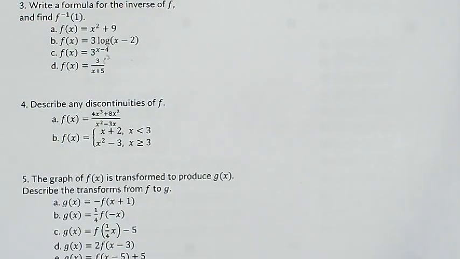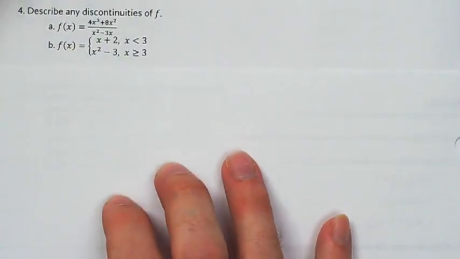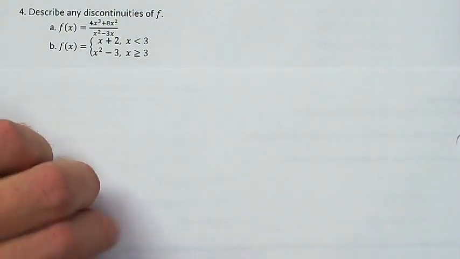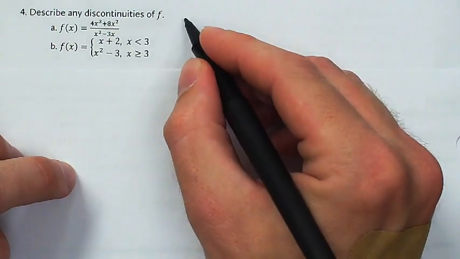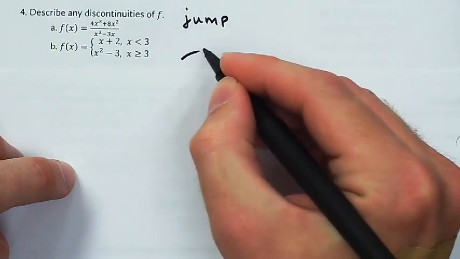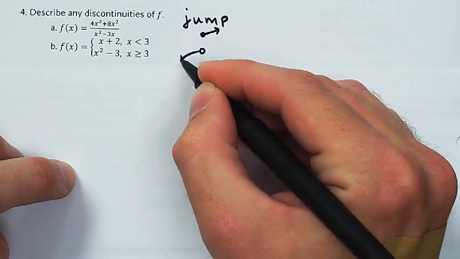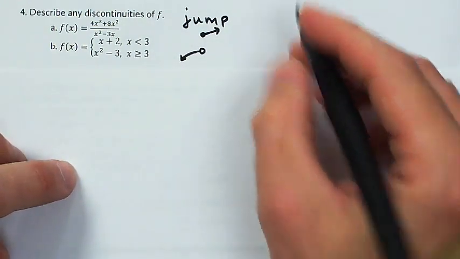Okay, number 4. Describe any discontinuities of f. So maybe I should first write kind of like what's on the menu as far as discontinuities. Let's put that in the top corner. So we've got a jump discontinuity, which would happen if the function looked like that. That generally comes from a piecewise function, especially in this class.